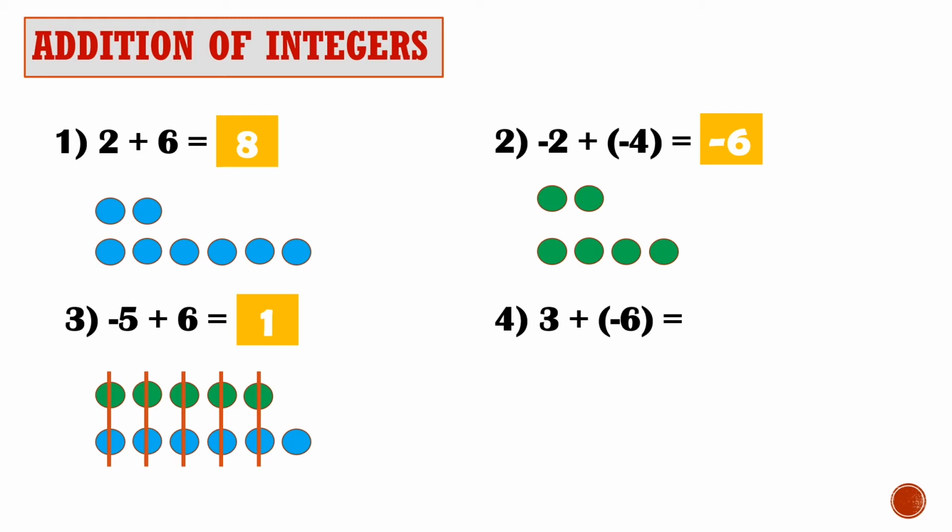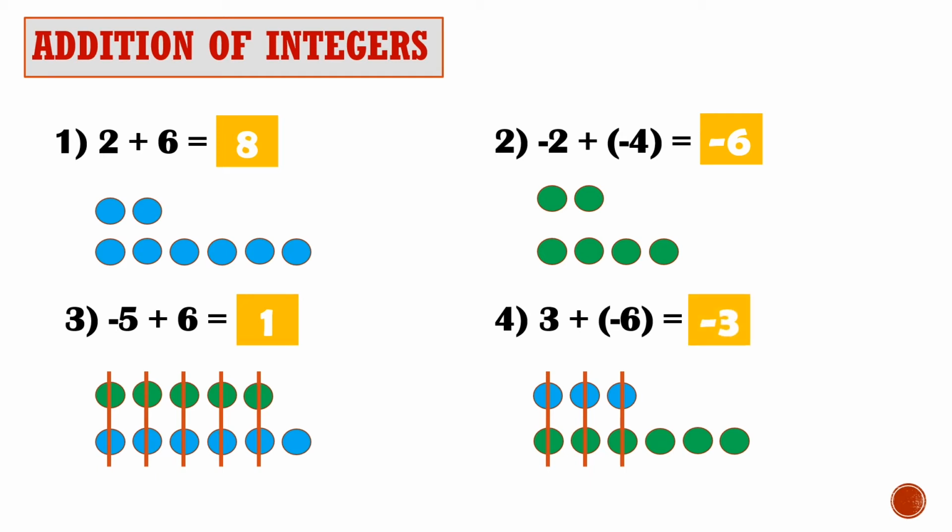Last, number 4. We have 3 or positive 3 plus negative 6. Lalagay tayo ng 3 blue, 6 na green, then ika-cancel natin lahat noong magkaiba ang kulay. So, ang natira ay 3 green. Therefore, the sum of positive 3 and negative 6 is negative 3.